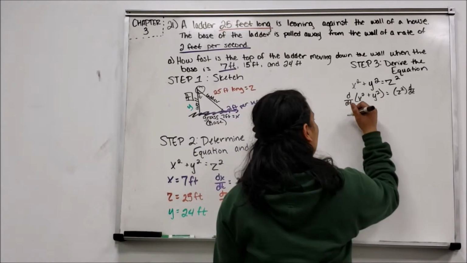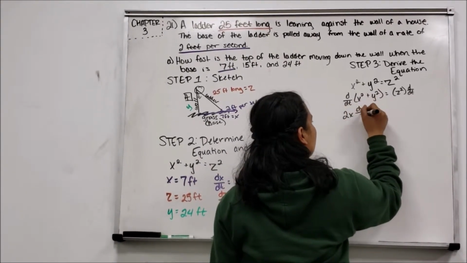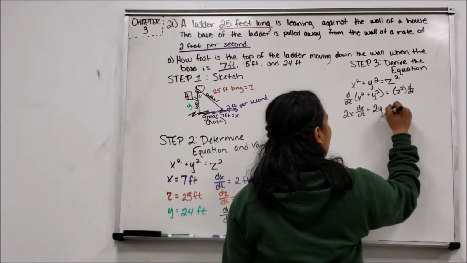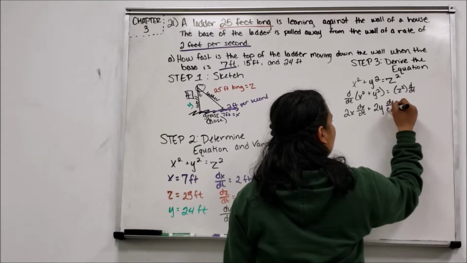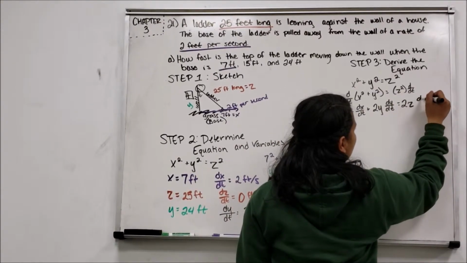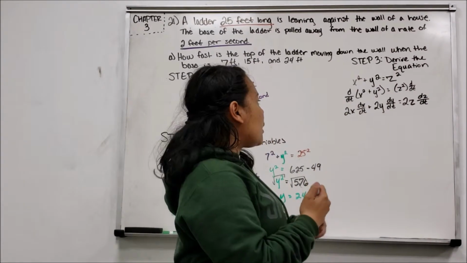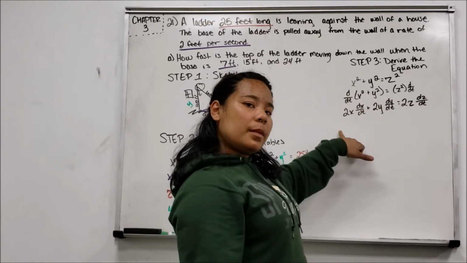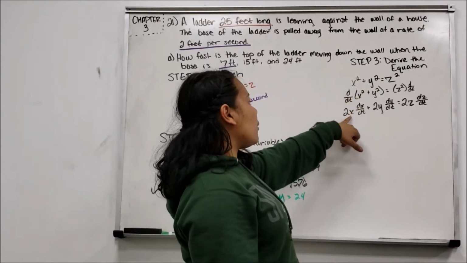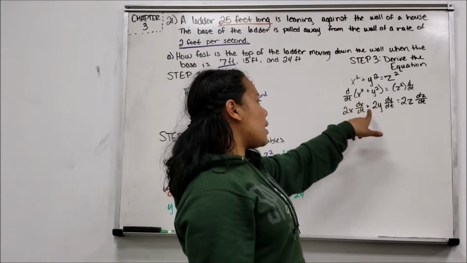So we end up with 2x dx/dt plus 2y dy/dt equals 2z dz/dt. And the reason for this is we take the 2 and we put it in the front, and that's the outside, and we'll subtract it by 1 and we get 1, and so we keep the inside, and then we take the derivative of the inside, which is dx/dt.